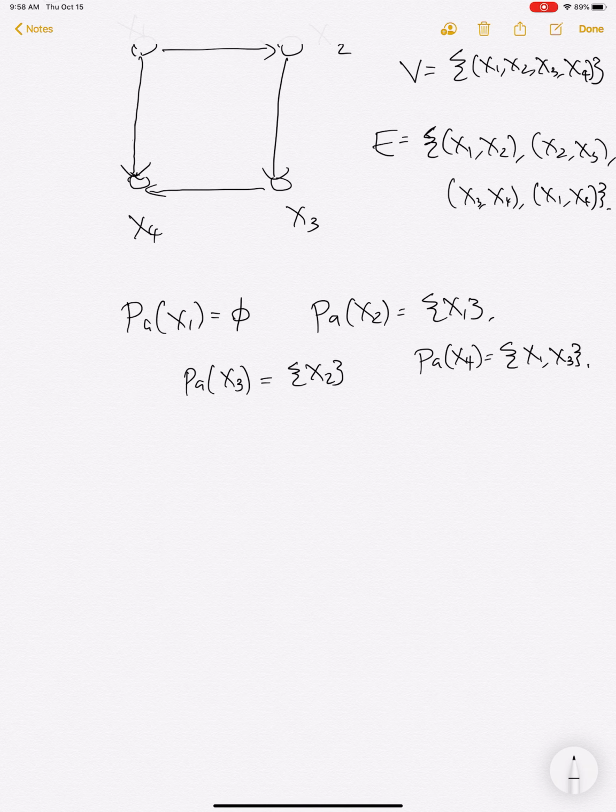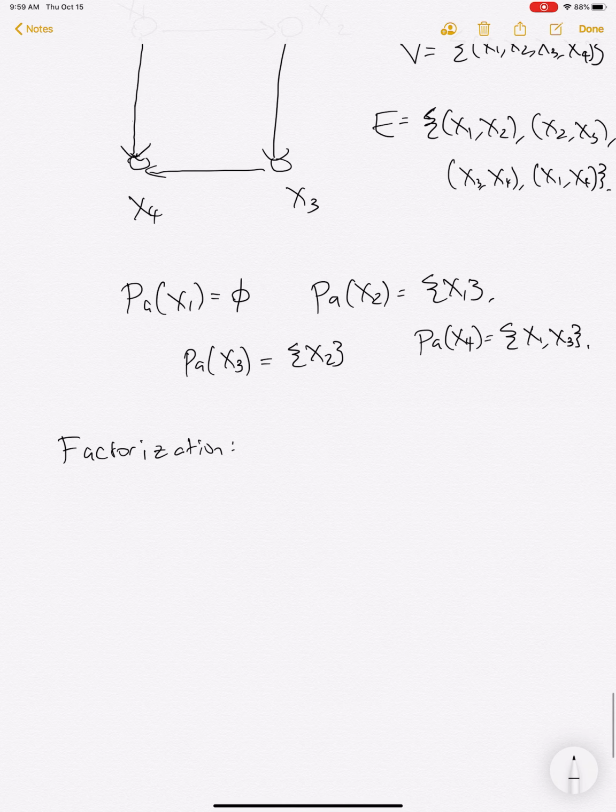So let's first do this through the factorization. We'll wrap this up at the end, but there are 2 ways to think about the connection between the distribution and the graph. One is through factorization, one is through the conditional independences. And they're essentially equivalent, but we'll go through both of them here.